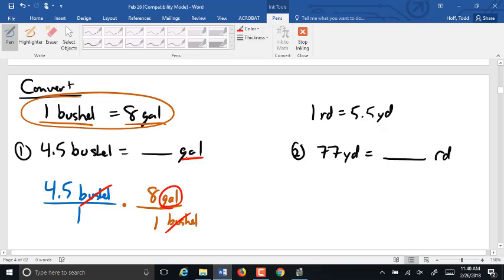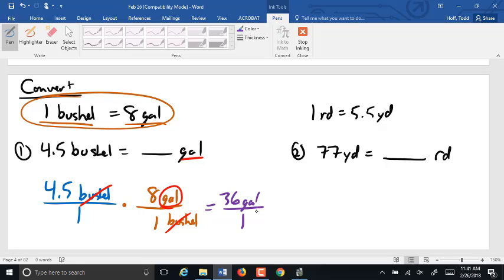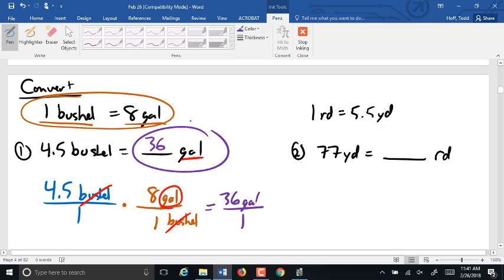So we can go ahead and do this calculation. 4.5 times 8 is 36. It is times gallons, so gallons is the unit there. And on bottom, it's 1 times 1 with no unit. So 36 gallons over 1 is just 36 gallons.